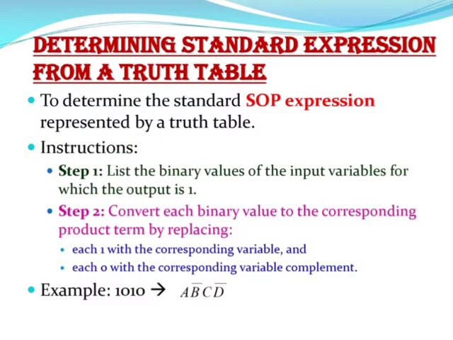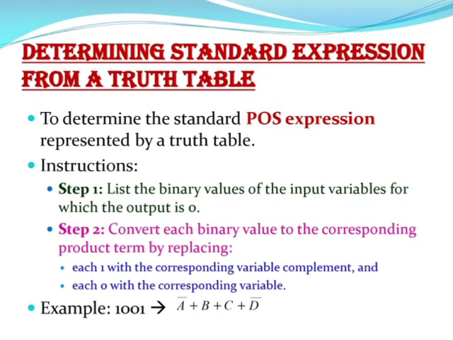Next, determining the standard expression from a truth table, the reverse thing. To determine the standard SOP expression represented by a truth table, the instructions are: Step 1, list the binary values of the input variables for which the output is 1. Step 2, convert each binary value to the corresponding product term by replacing each 1 with the corresponding variable and each 0 with the corresponding variable complement. For example, 1010 means A, B bar, C, D bar, since it is SOP.